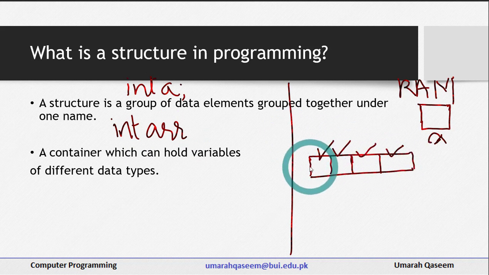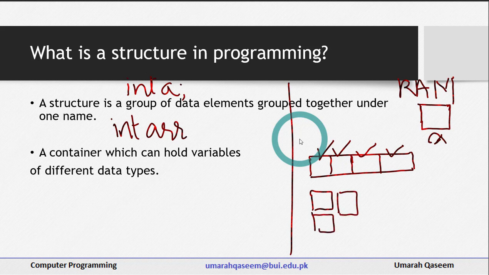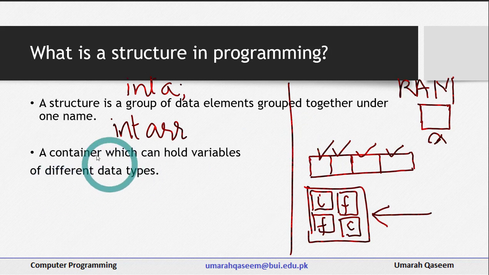But in structure, let's say you want to group some elements with different data types. Let's say you want to group an element which is an integer, maybe two floating point elements, and one character element. So let's call it I, this is floating point, so F, and this is C. And you want to group all these together. So you can do that, and we call that a structure. So structure is actually very simple. It is a group of data elements which are of different data types. So a container which holds variables of different data types. So that is a structure.